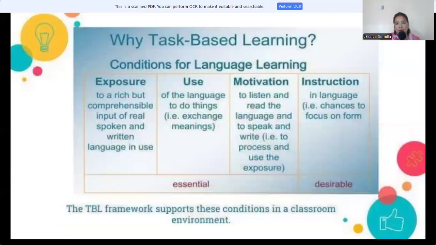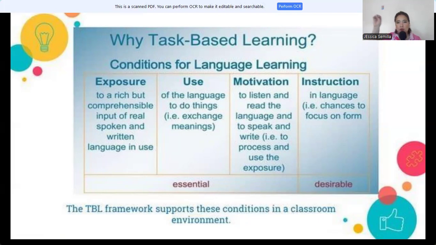So why task-based learning? The conditions for language learning are, one, they are exposed to comprehensible input of real spoken and written language in use. Second, they use the language. Third, they are motivated to listen, read, and interact using the English language. And of course, they have chances of focusing on the desirable output based on the instruction.